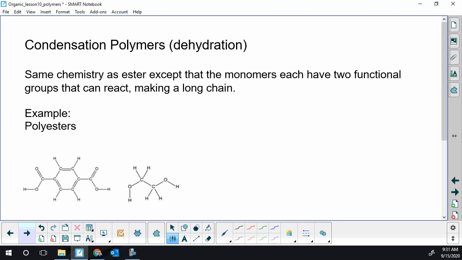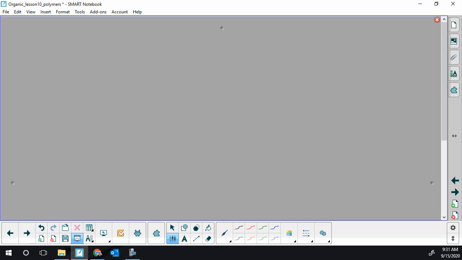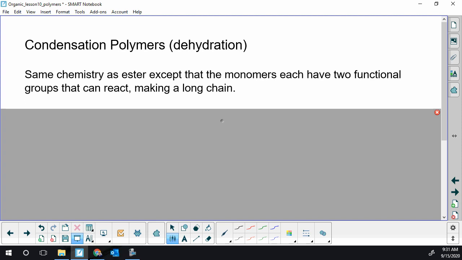So last slide of the morning, condensation polymers, which undergo a dehydration reaction. It's the identical chemistry to our esters, but it's categorized differently because it happens over and over and over again. What makes it different than our ester chemistry is all of the monomers have two functional groups. The alcohol has two hydroxyl groups and the carboxylic acid has two carboxyl groups. So it can connect on both sides.